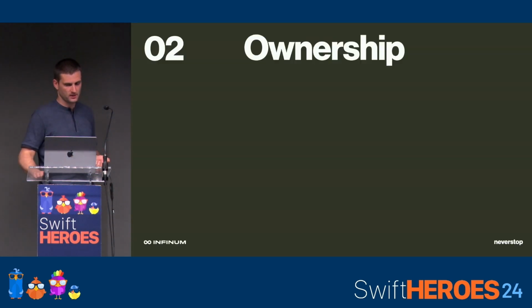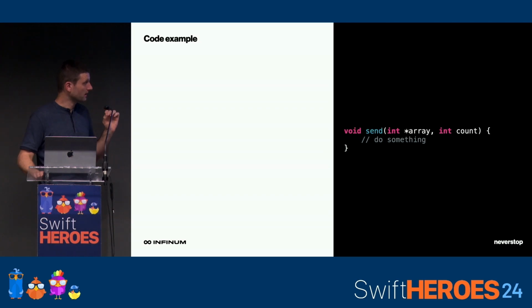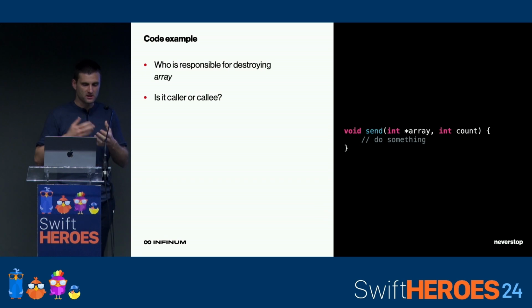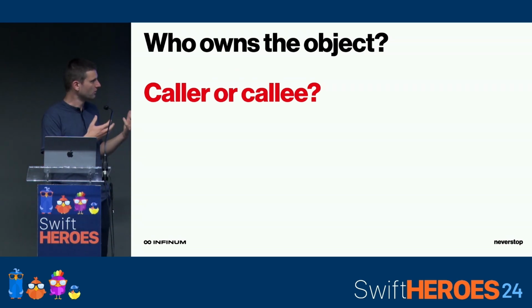So what is ownership? Instead of providing a definition right away, what I would like to do is to start with this example. Let's say that we have this simple C function, intentionally named ambiguously send, which accepts an array of integers and the number of elements, and it does something with them. It can send them to the network, write them to disk, whatever. Now the question here is, who is responsible for destroying the memory of this array? Is it this function, or is it someone who calls this function? But also maybe a more fundamental question is, who owns this object? Is it the caller or the callee?